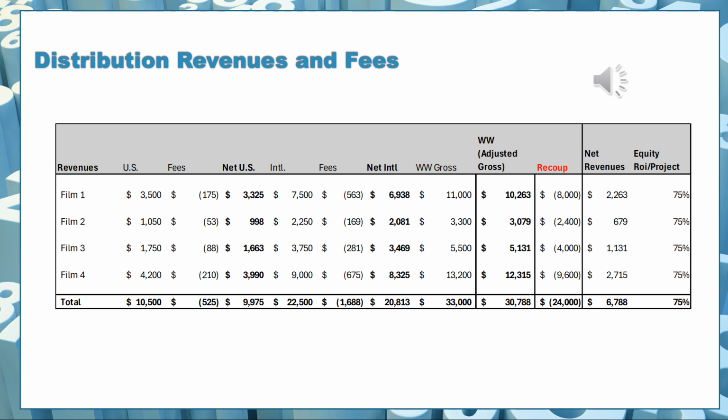The adjusted gross revenues after distribution fees are $10,263,000. We then have to pay the gap loan and the equity. We're paying $8 million in this scenario here. The net revenues are therefore, if you just look basically on the distribution schedule here, $2,263,000, and the ROI for the project is 75%.